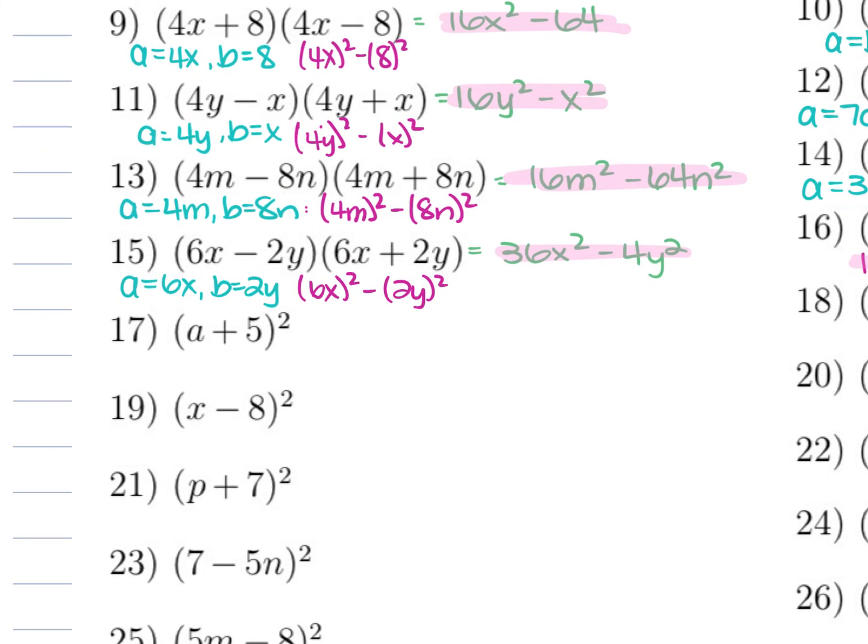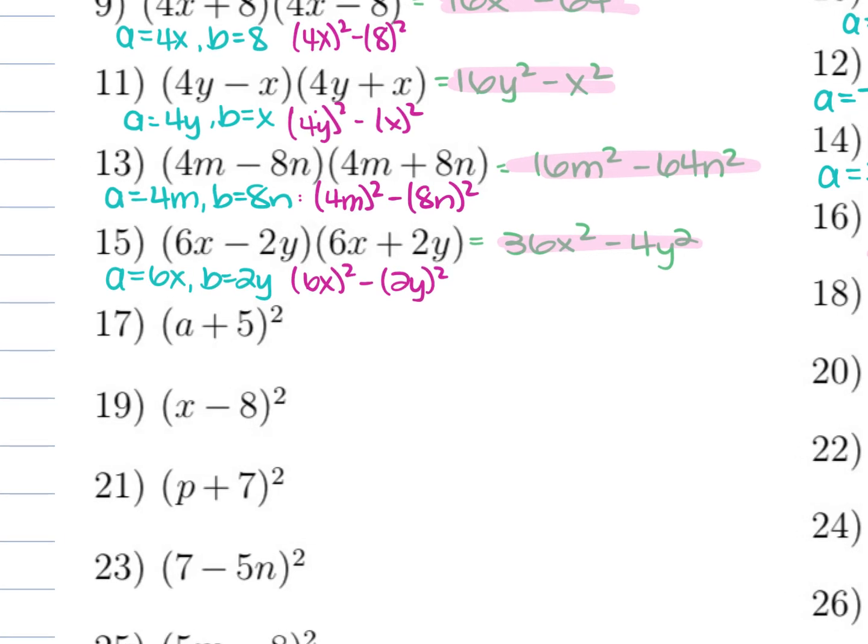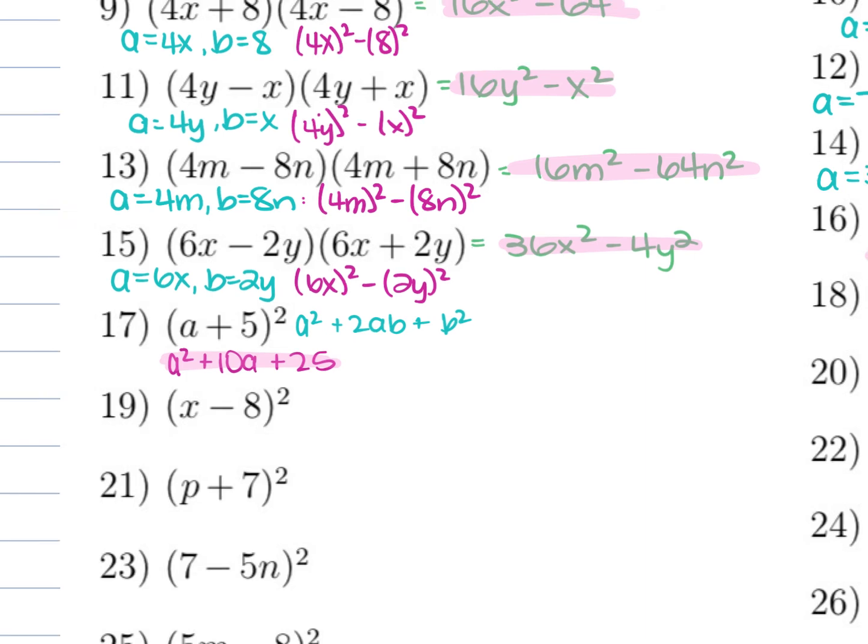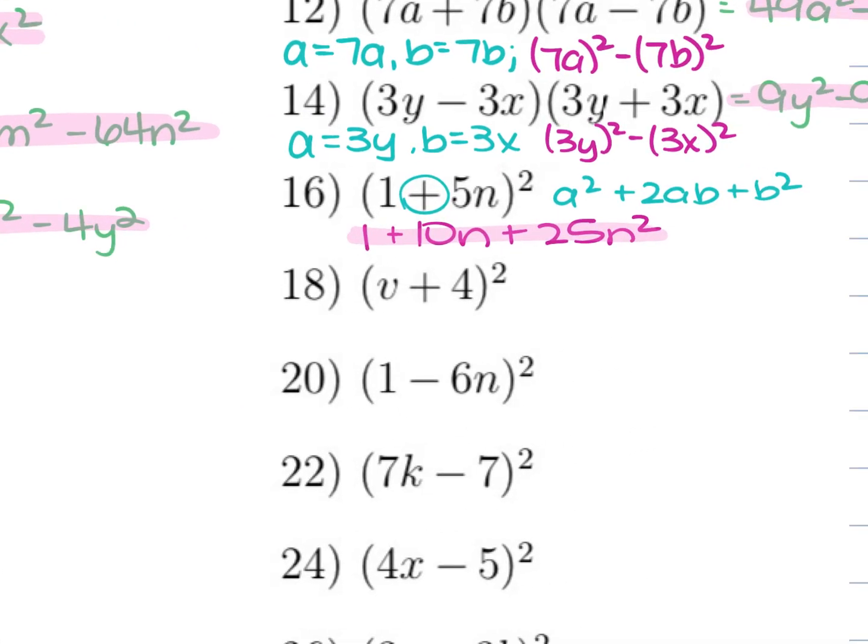For number 17, you have a plus 5 squared. So we're going to use a squared plus 2 times a times b plus b squared. So this is going to give us a squared plus 10a plus 25 when we plug in those values and simplify.